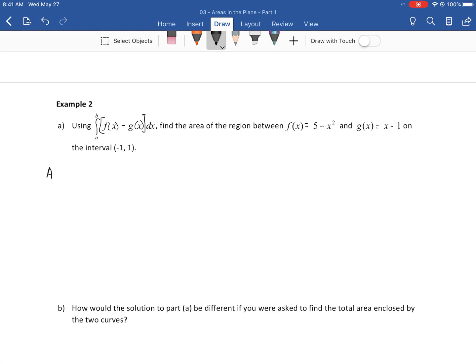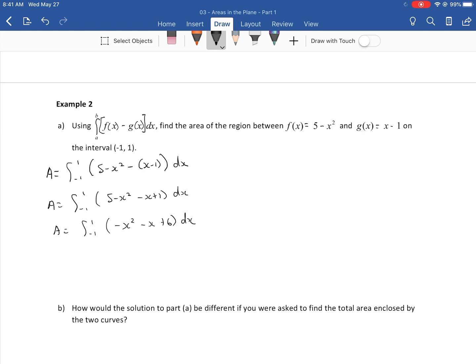So the area we want, we've got to take the integral from -1 to 1 of f(x) minus g(x). So it's 5 minus x squared, subtract this x minus 1. Just need a double bracket there to stay organized. And you can collect all those up and hopefully do some like terms that'll save some work here. So I get 5 minus x squared minus x plus 1. And when I simplify that, I get negative x squared minus x plus 6.